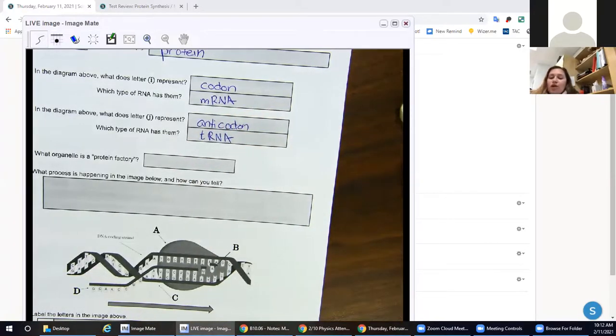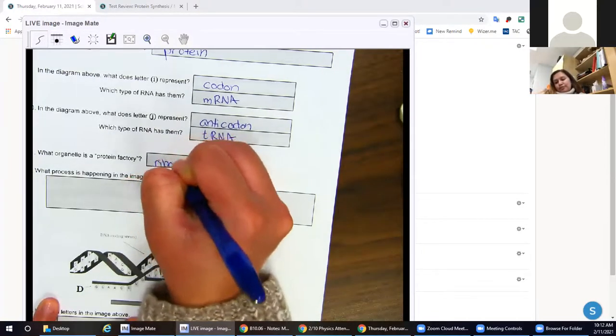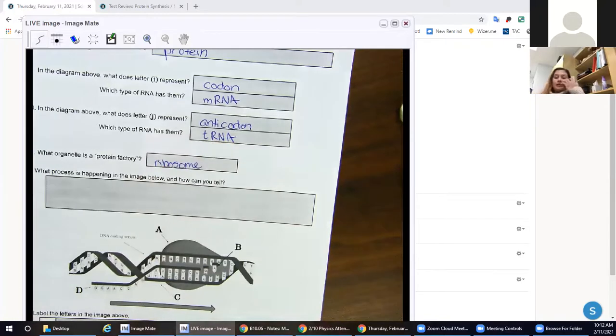Number 11, what organelle is a protein factory? That's a ribosome, because that's where we're actually making the proteins in this process, in the ribosome. The ribosome is reading mRNA, it's getting the amino acids, and it's making a string of proteins.